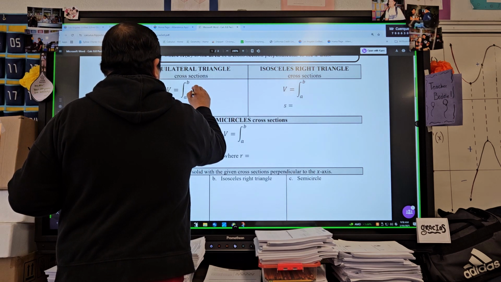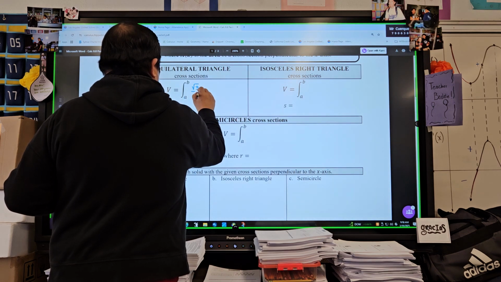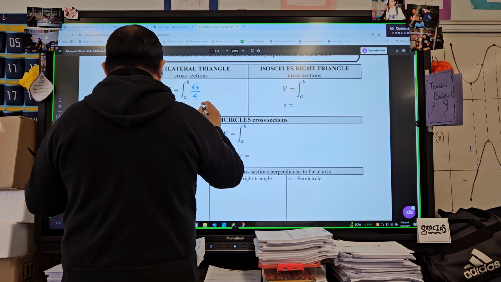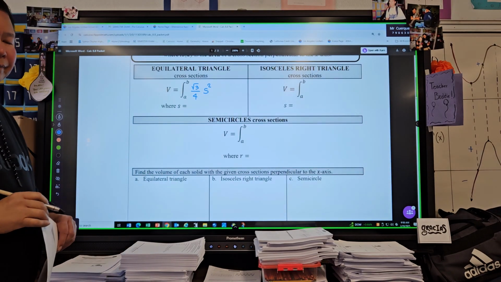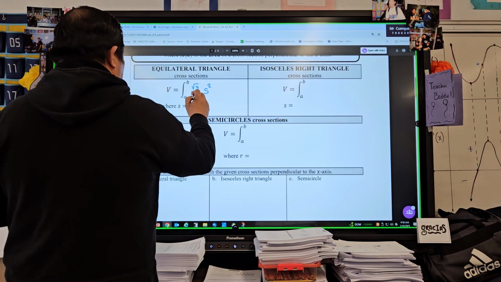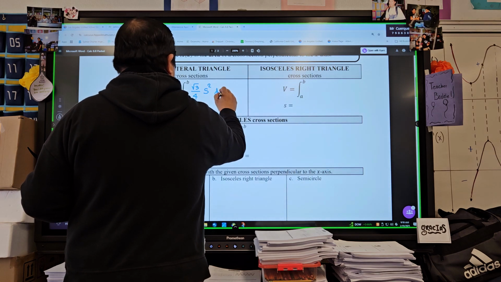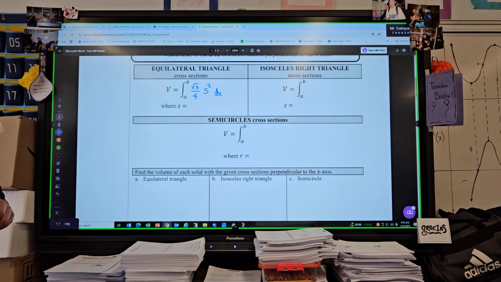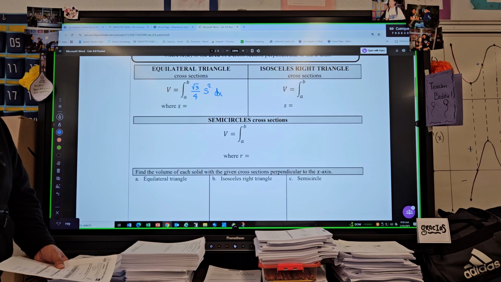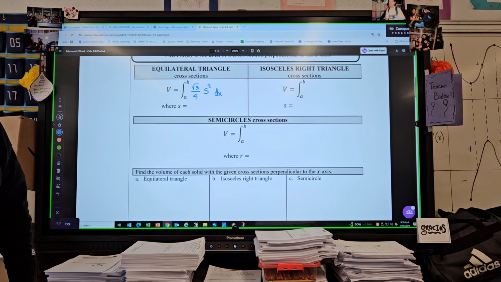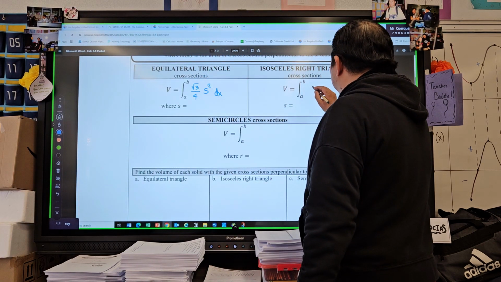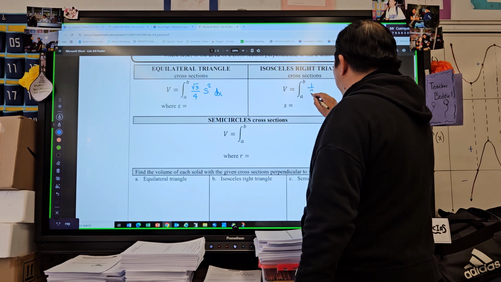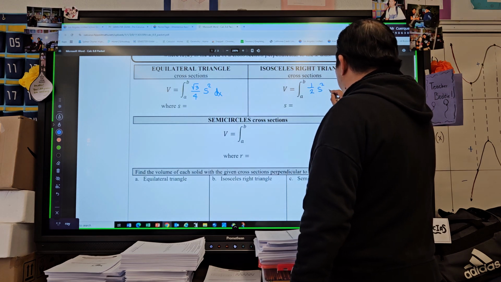Square root of 3 over 4, and then s squared. s is the side, right? Okay, and then dx. Can you please copy that down? And for isosceles right triangle, it's 1/2 s squared. Okay, that one makes sense. 1/2 s squared, s is the side, okay? dx.